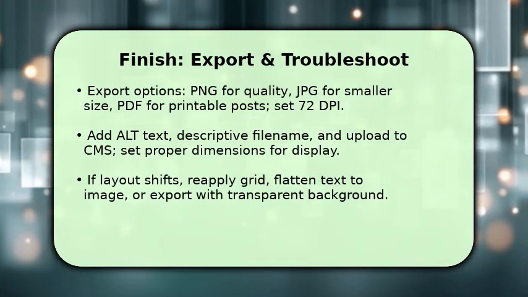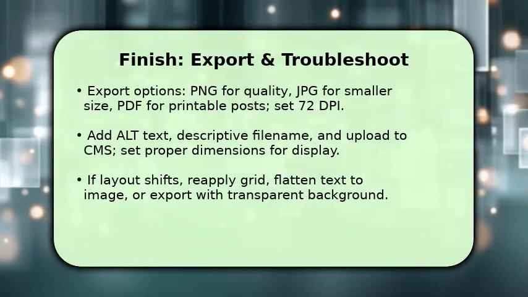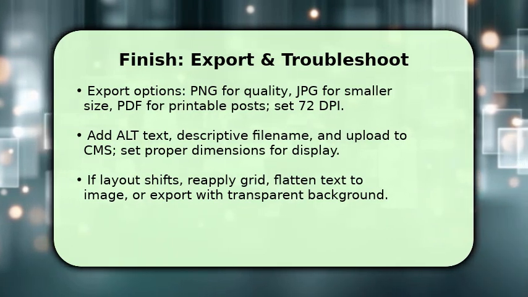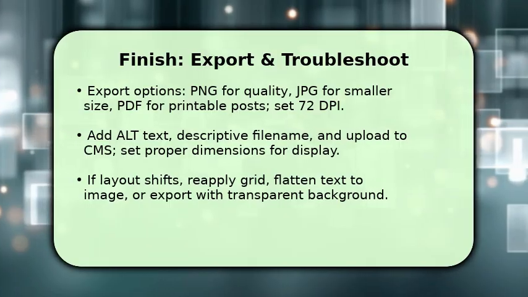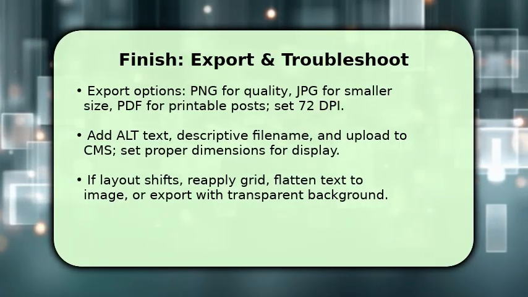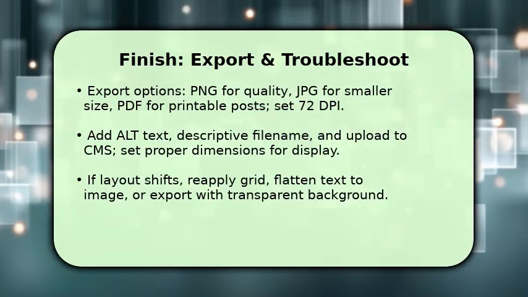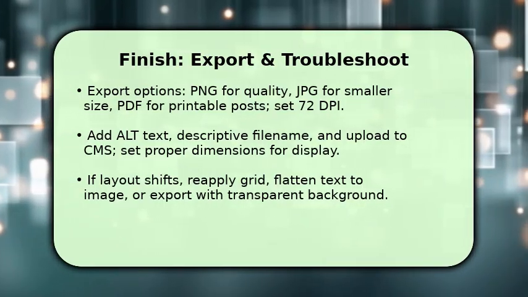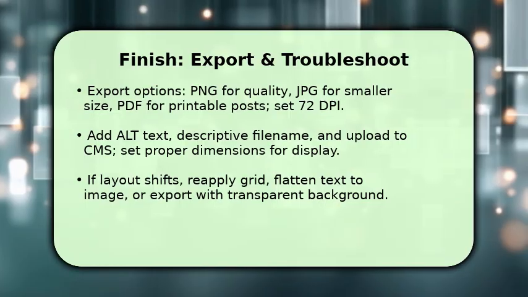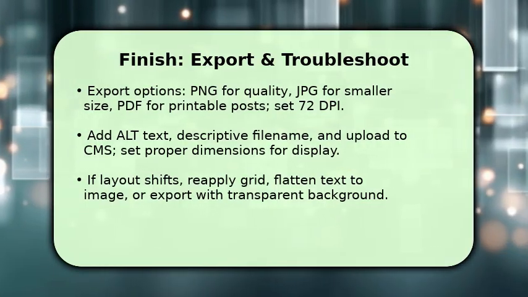You finish by exporting and preparing the file for the blog so it appears correctly across platforms. Choose PNG for sharp images or JPG to reduce file size. Export at 72 dpi and name the file with keywords. Once exported, add alt text in your CMS and confirm the displayed dimensions.